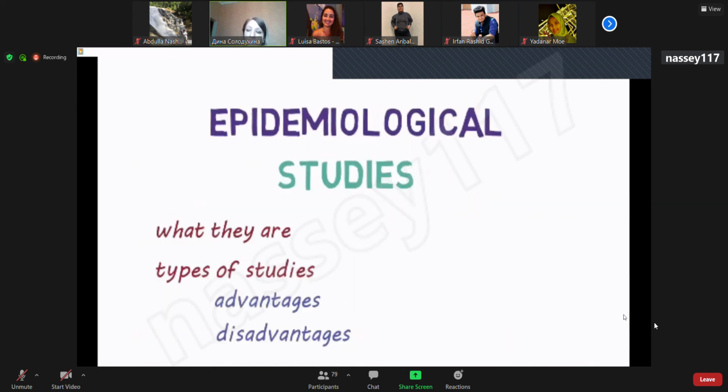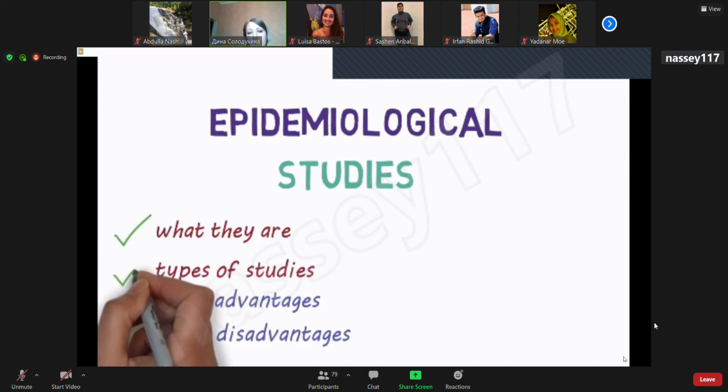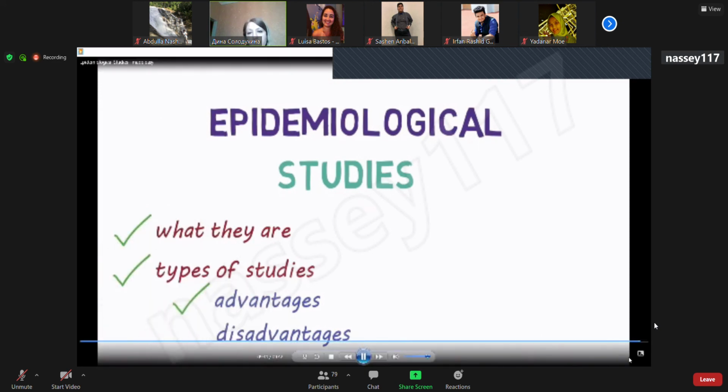And that's an overview of some of the commonly used epidemiological study types. We've had a look at what a study is, different study types, their advantages and disadvantages.